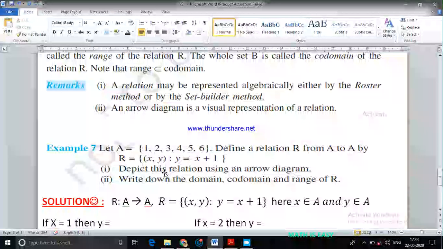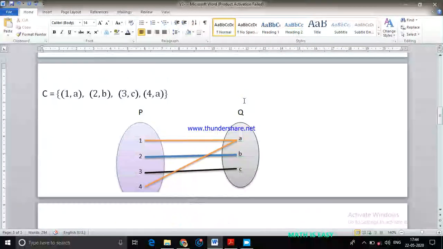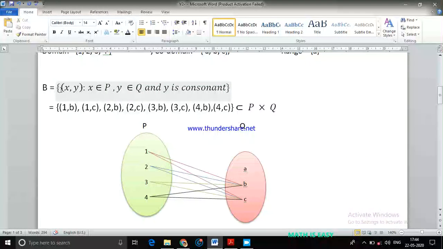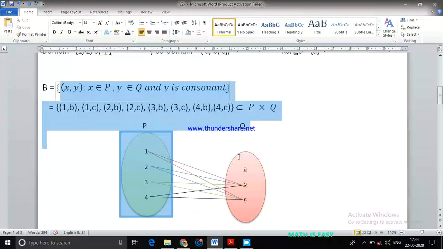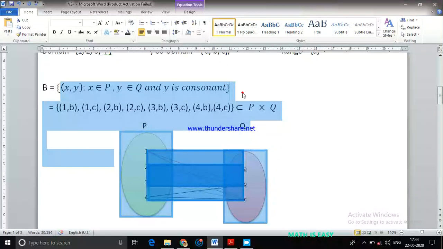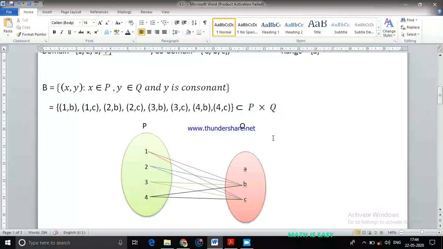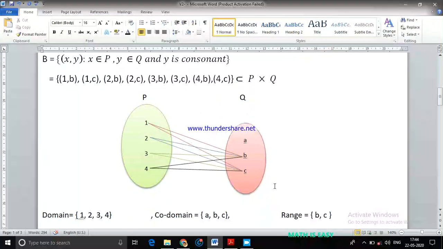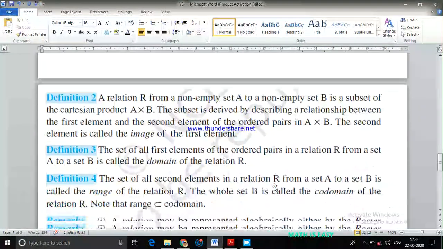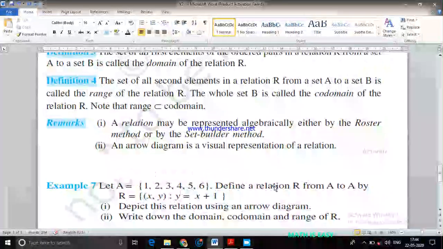Now there are two remarks. A relation may be represented algebraically either by the roster method or by the set builder form. Both methods you can use to represent it. Here we have done this one method, this is the second method, and this will be the third method: roster form, set builder form, then diagrammatic representation. So there are 3 ways you can represent a relation.